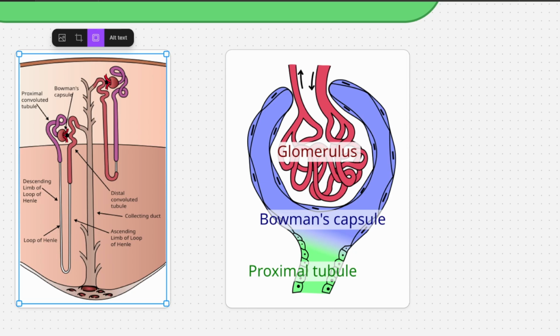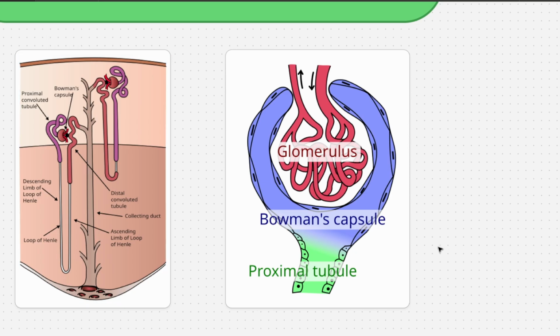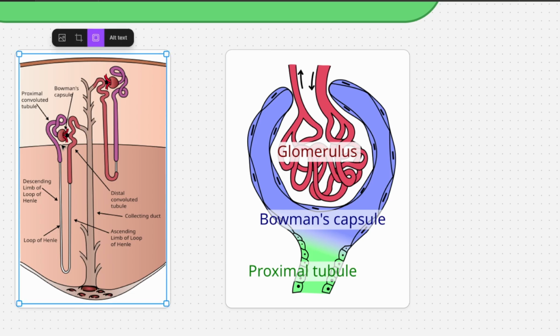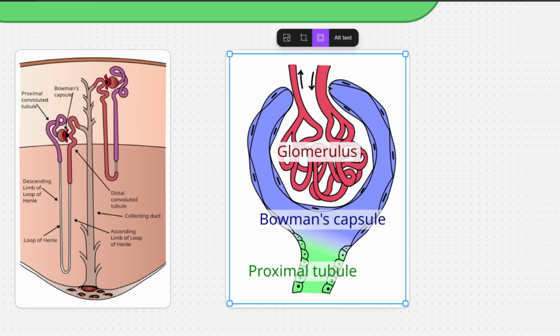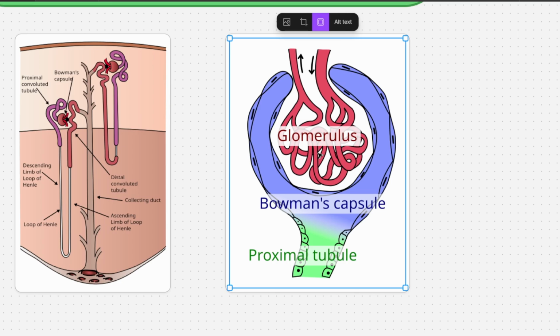You can see here, this is the Bowman's capsule, and this is the glomerulus. It's not really visible in this diagram, so I got another picture. Basically, you see this arrow right here. This is the afferent arteriole. It's called afferent because it is coming into the nephron. This arteriole divides into this tuft of capillaries, and this is called the glomerulus. And this is where all the filtration happens.